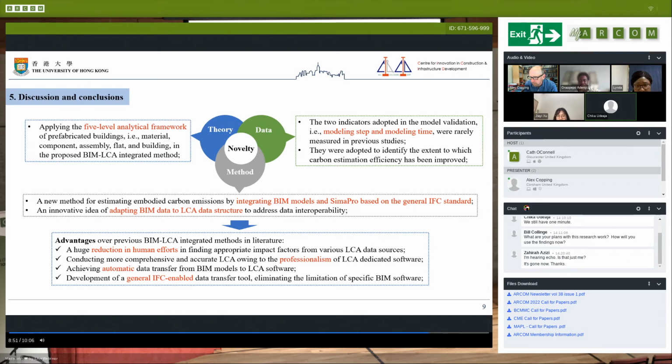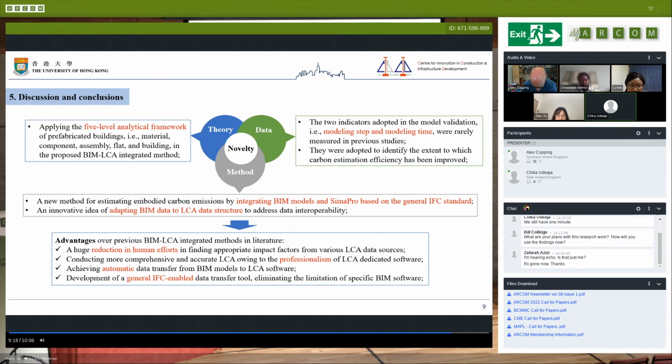In method, this paper proposes a new method for estimating embodied carbon emissions by integrating BIM models and SIMAPRO based on the general IFC standard, and also proposes an idea of adapting BIM data to LCA data structure to address data interoperability. The proposed method is advantageous over previous BIM-LCA integrated methods in several aspects.